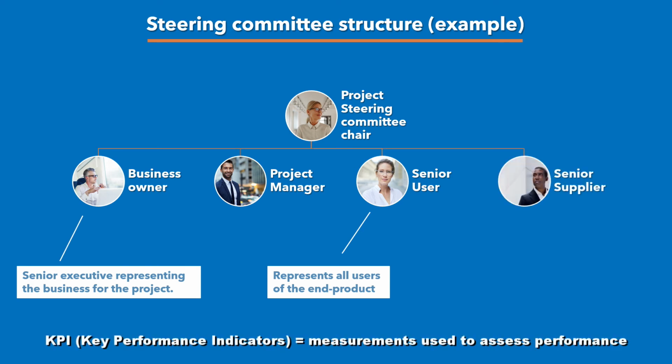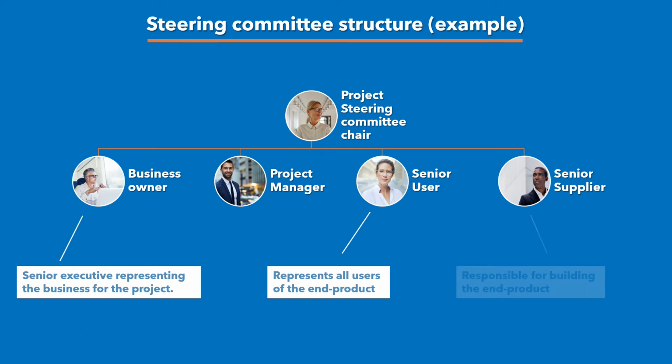So finally, we have a senior supplier. The supplier is supplying the service or the product. In the software for the call center example, it would be building the product. It would be building the software. In a scenario where the building would have been outsourced to a vendor, the vendor will be sitting in the chair of the senior supplier. The vendor will be the senior supplier.